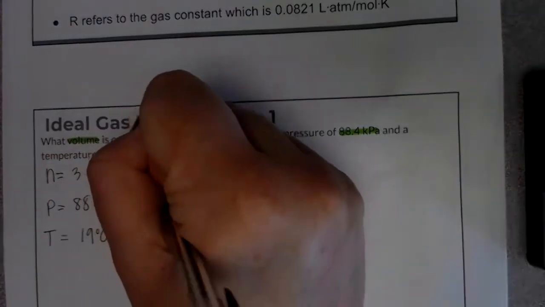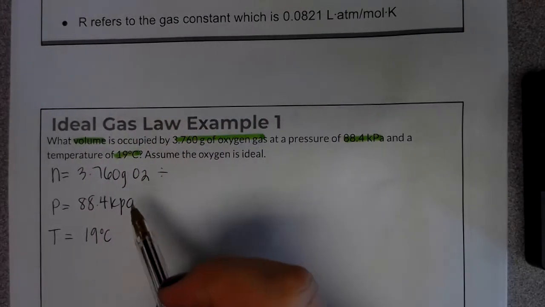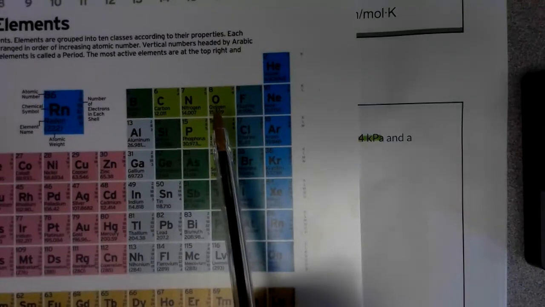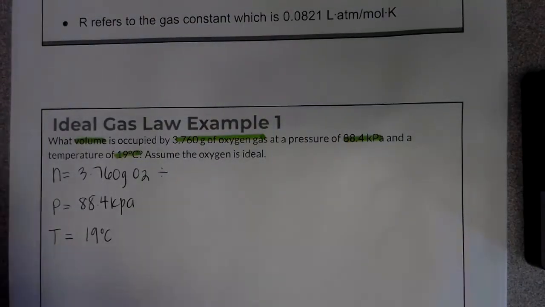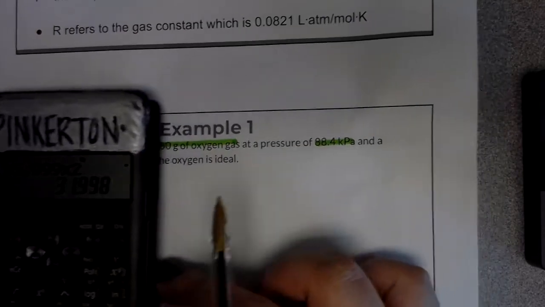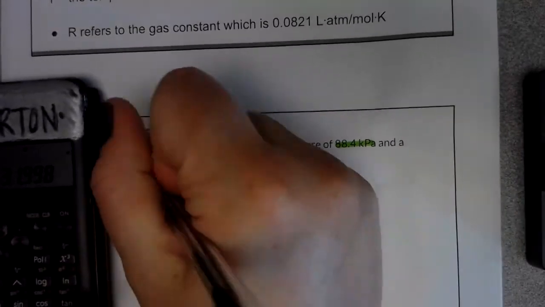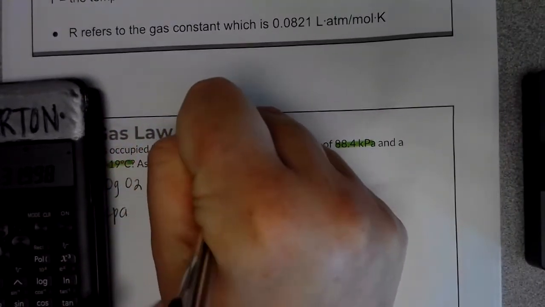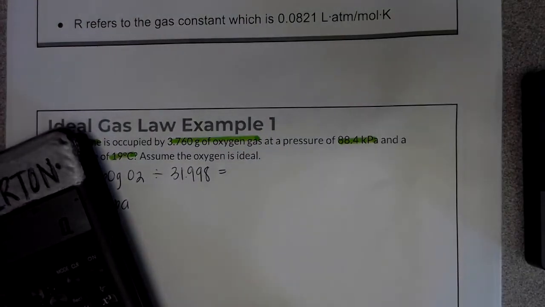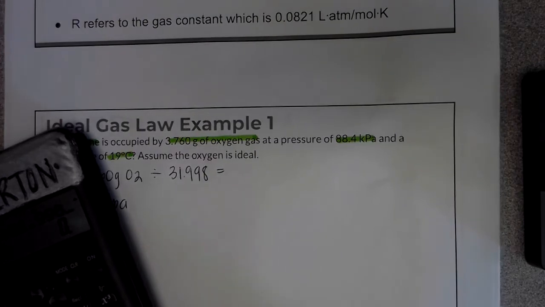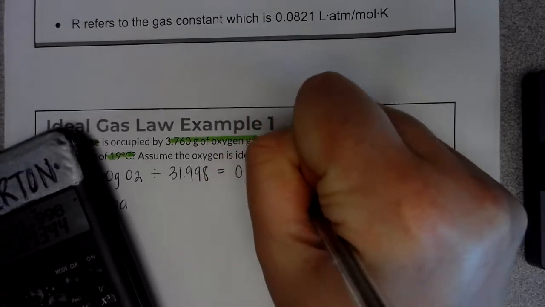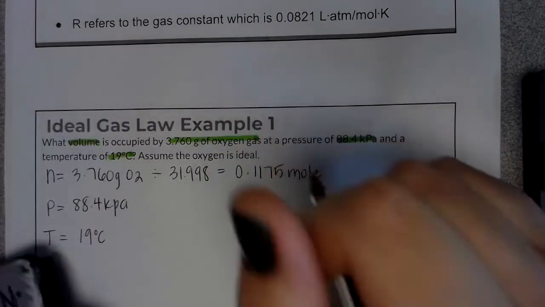In order to do that, the first thing I'm going to do is divide by the molar mass. On my periodic table, the mass for oxygen is 15.999, and because it's O2, we multiply that by 2 to get 31.998. So let's do 3.76 divided by 31.998. That's going to give me approximately 0.1175 mole. I like to round at the very end, so I'm going to keep several decimal places for each one.